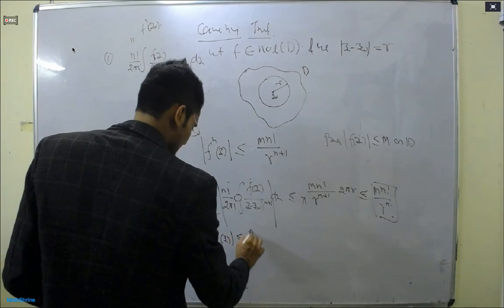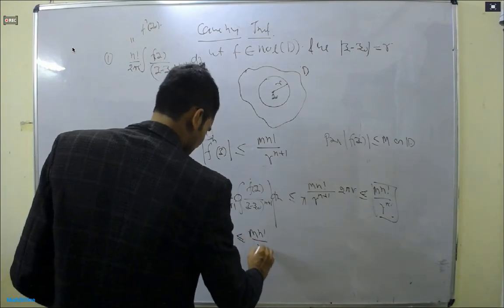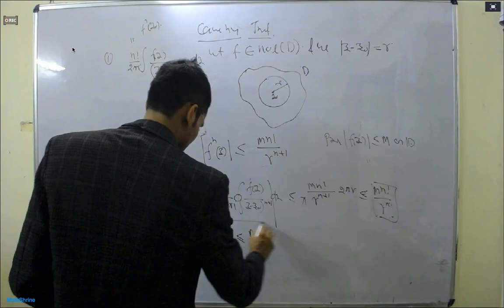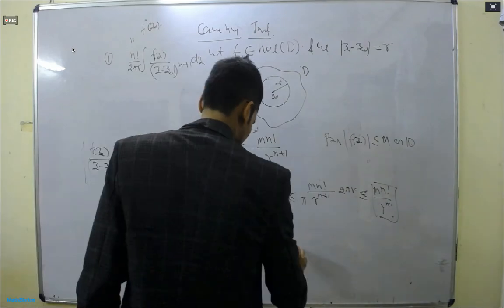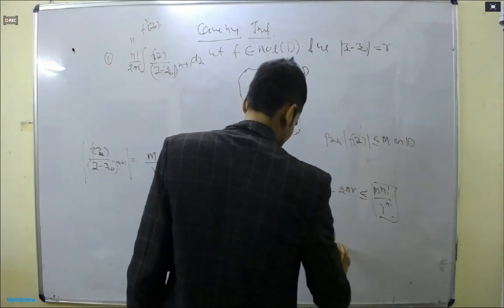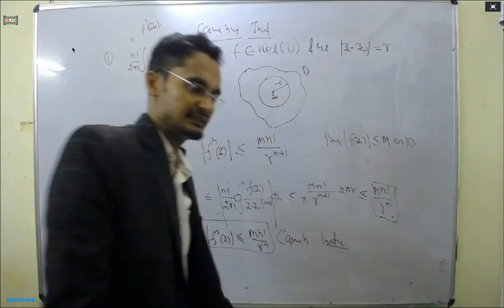In GATE, you will get a question of 2 marks. In CSIR, you will not get any question.